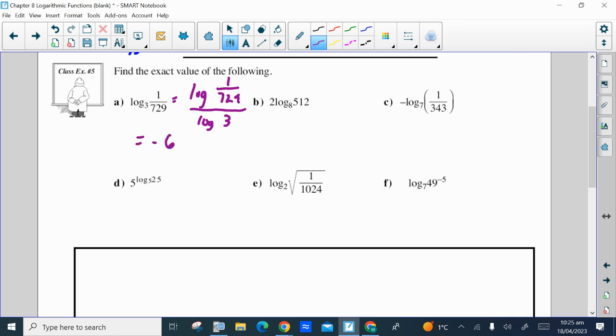You just can't take the log of a negative number. And the base can't be negative either. Okay? But this one works out to be exactly negative 6.